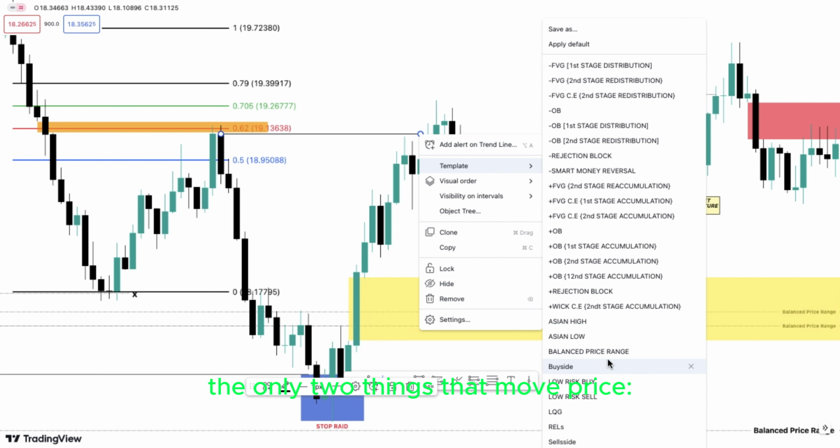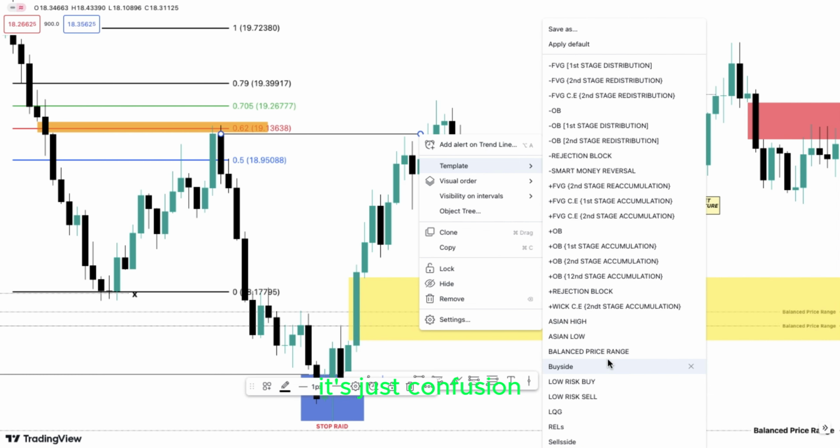Price will only go up to take out buy side liquidity, or it will only go up to fill an imbalance in price. In other words, fill a gap. Price will only go down to take out sell side liquidity below a previous low or previous lows, or it will only go down to fill an imbalance in price below price. Those are the only two reasons why the algorithm moves. Anything else is just confusion, right?